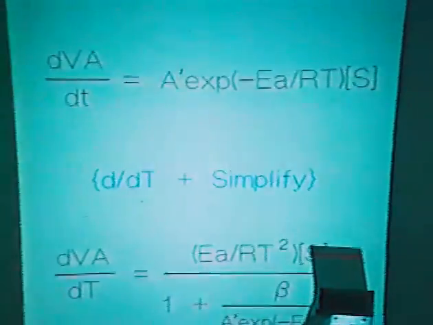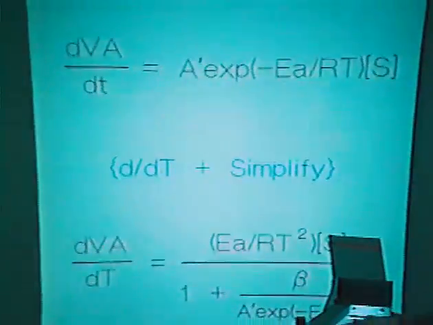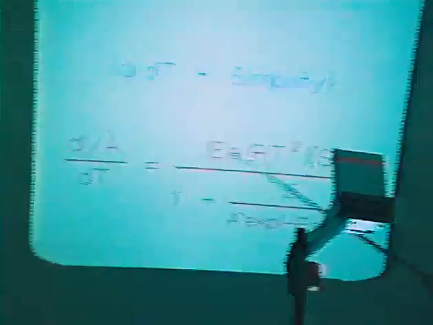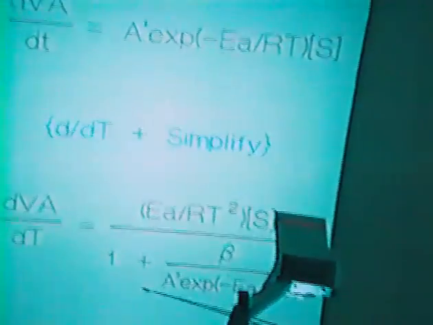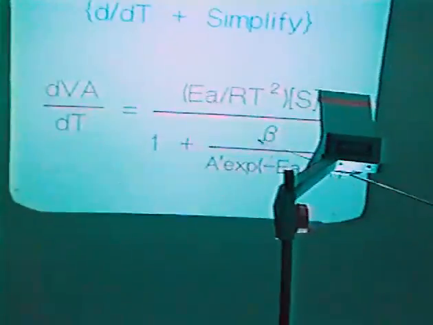Take that derivative with respect to temperature and simplify, and we come out with an equation that we can use to model those temperature probe reactions. Theta here is the temperature ramp rate of our experiment.